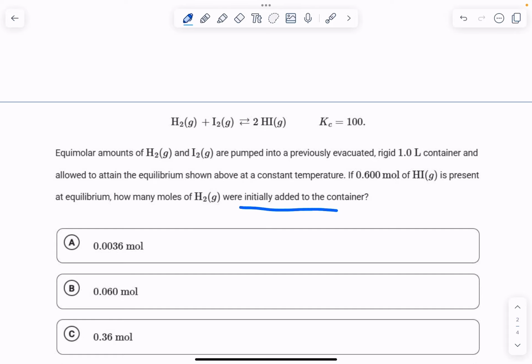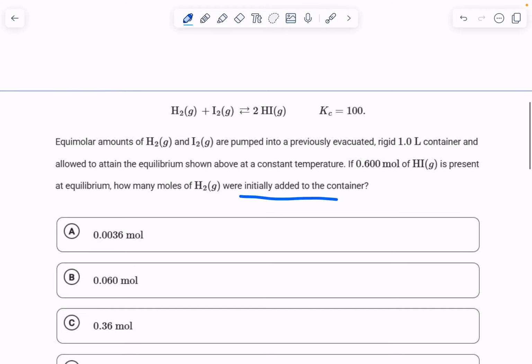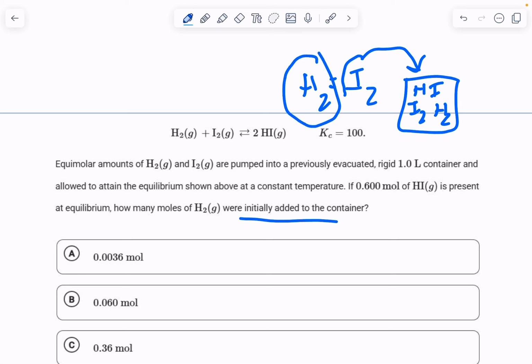Okay, so there's a lot of information here, and you've got to break it down. What am I looking for? What am I starting with? What information do I have? We had a container with some H2 molecules and I2 molecules, in equal amounts, and they were put in this container. After the reaction settled, there were three types of molecules: HI, I2, and H2, and they were at equilibrium. What we want to know is how much H2 was put into the container.